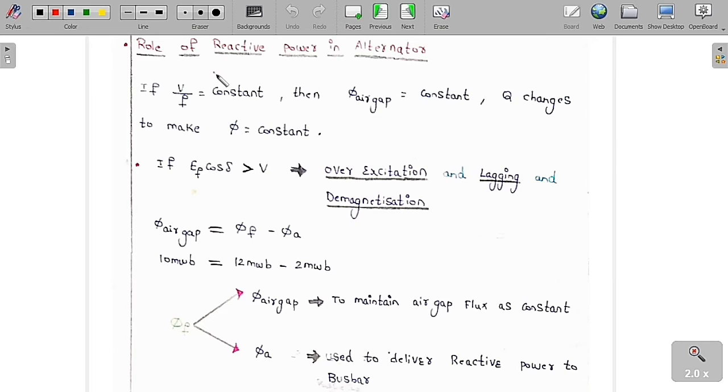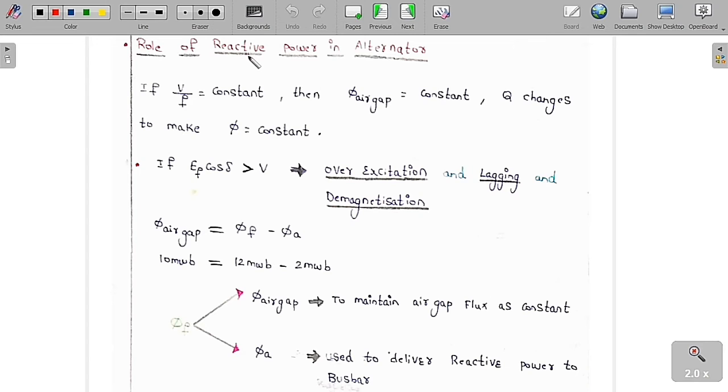So now we'll discuss one more important concept, called the role of the reactive power flow in the alternator. These things I have already told you in a somewhat summary manner, but now I will discuss the exact nature of the role of the reactive power in the alternator. Whenever the alternator operates in over excitation, it acts in a lagging region. At normal excitation, it acts like a unity power factor, whereas at under excitation, it acts like a leading power factor.